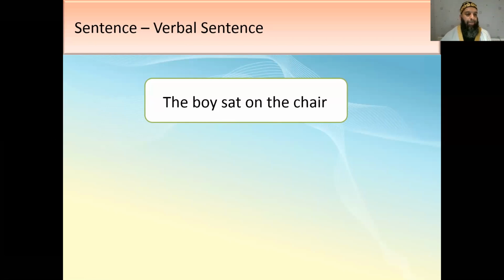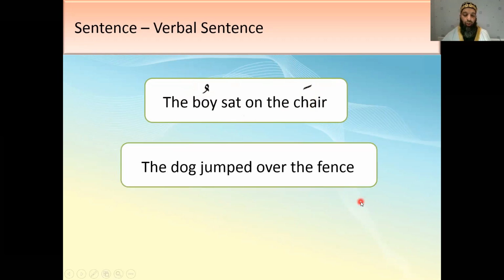Right, okay. So let's do this one. The boy sat on the chair. So where is the verb? Sat. So who is doing the sitting? Boy. So the boy is going to be marfu. And what is the mansub there? The chair. So the chair is mansub. The boy is doing the verb, so it's marfu. The chair is a thing that the verb is done on, done to, so it's mansub.